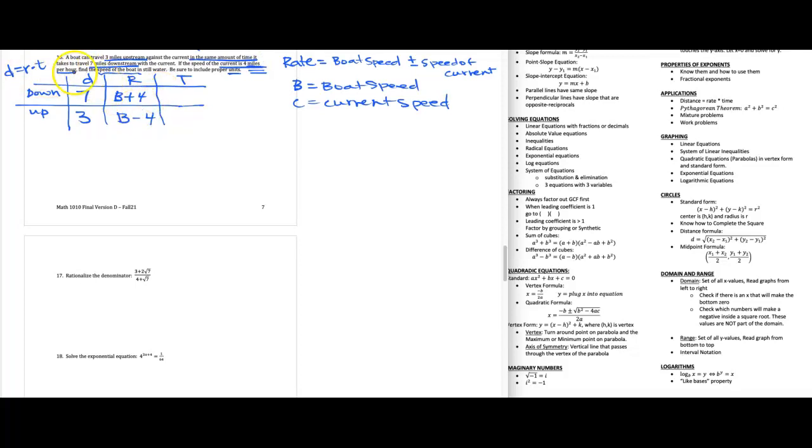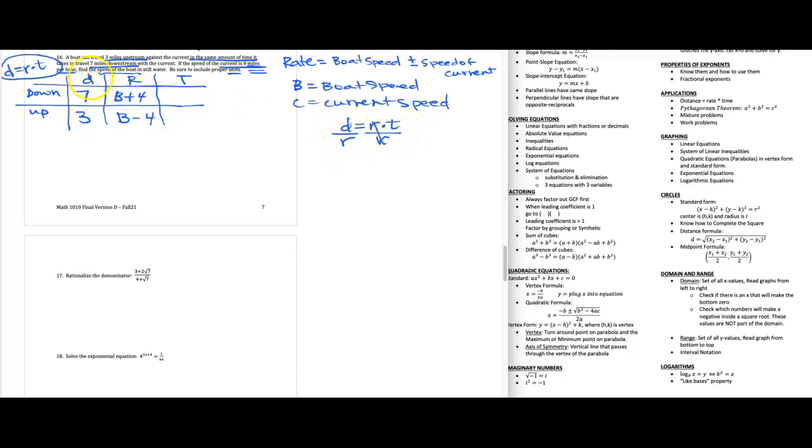Okay. But this equation right here, we didn't solve in terms of time. And so we need to do that in order to do this next part. So if I'm trying to get t by itself, I'm dividing by the rate, right? Distance divided by rate is the time.